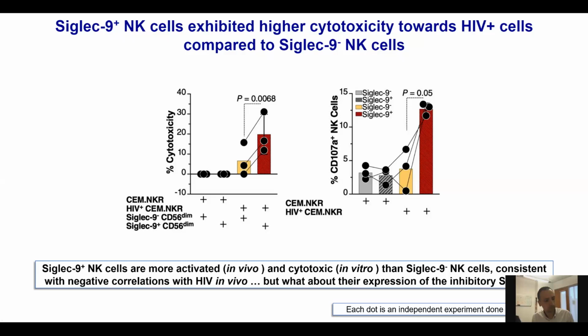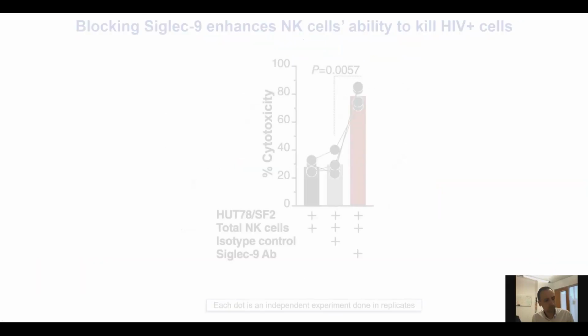Yes, these NK cells expressing Siglec 9 are more cytotoxic against HIV. But is it possible that their expression of the inhibitory receptor Siglec 9 is still restraining their high cytotoxicity? And if we were to block Siglec 9, could we unleash an even higher cytotoxicity from these cells against HIV-infected cells? And the answer is yes.